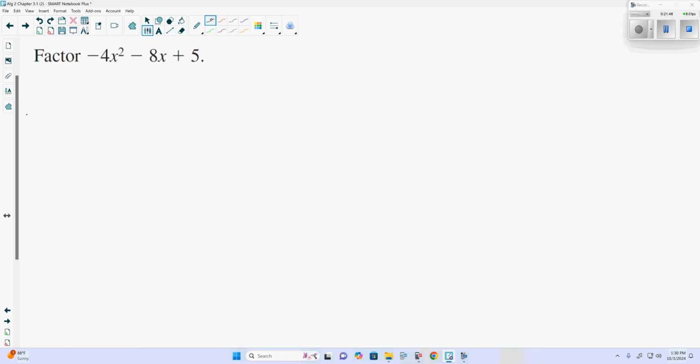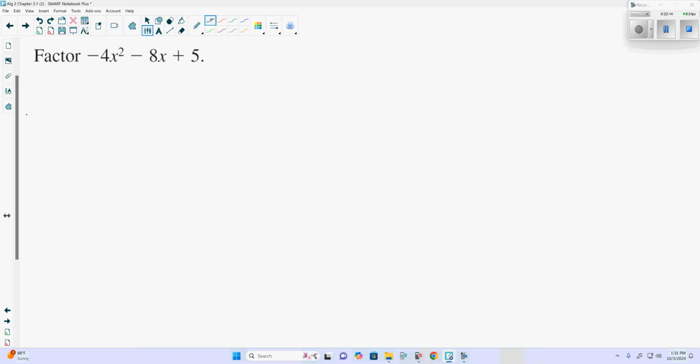Let's look at this here. Negative 4x squared minus 8x plus 5. There is no greatest common factor, but we really need that first term to be positive for this to work. Because with it being negative, it still works, but we have to find the factors of negative 4. So there's an easy way to fix it. We're going to factor a negative 1 out.